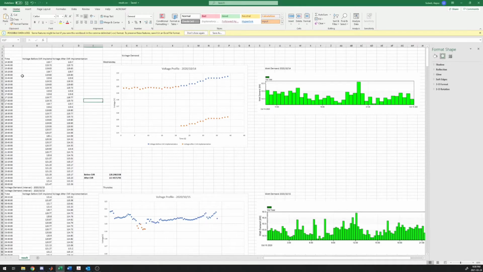This Excel file has the data that we got from the MATLAB code. Here we can see the timestamps, voltage before the CVR implementation, voltage after the CVR implementation. Let's take a look at Wednesday, 2020, October 14, the first day of monitoring. We start with 2:30 in the afternoon.